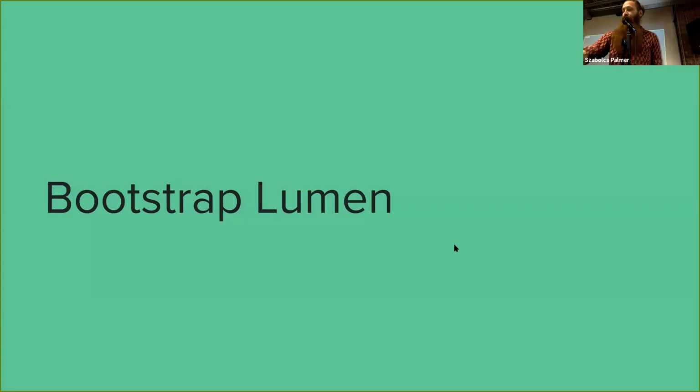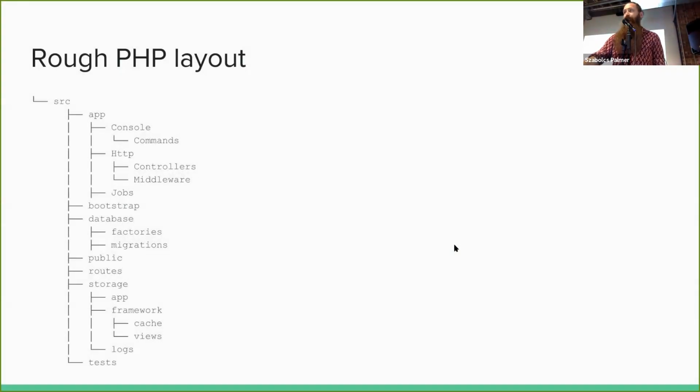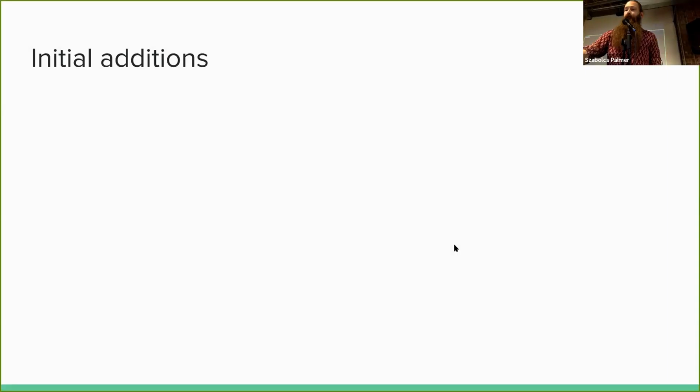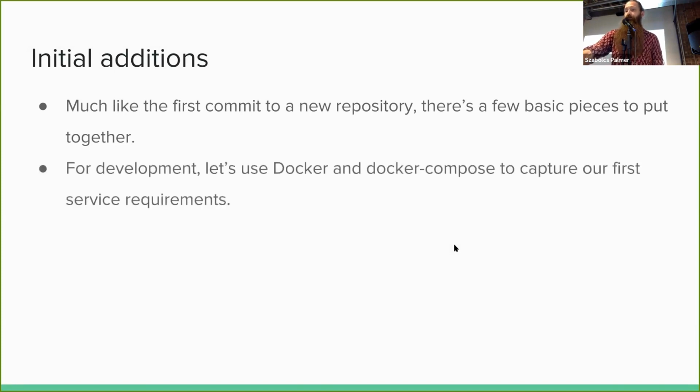So then we look at Lumen itself. We've got our basic structure, just the standard bootstrapped project, which I'm sure most of you are familiar with. We'll add a few bits and pieces to begin with. So our initial commit, much like every initial commit, has a few little bits and pieces. We know we're going to develop this locally, so we're probably going to use Docker just because it's easy and there's a lot of benefit we can get and a lot of time saving.